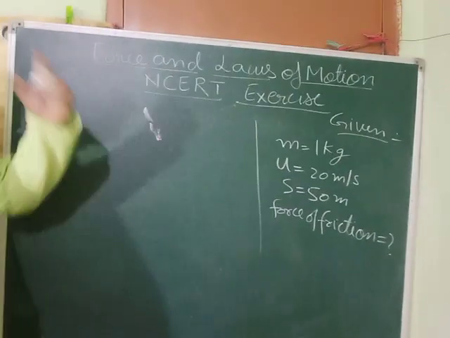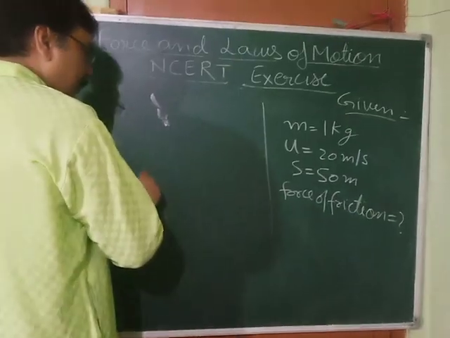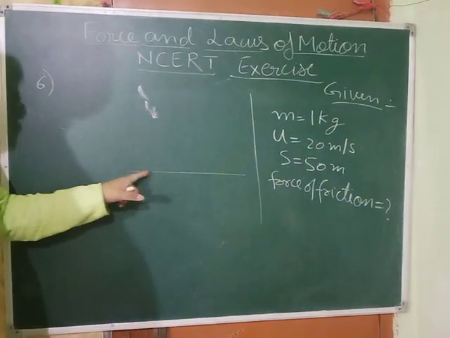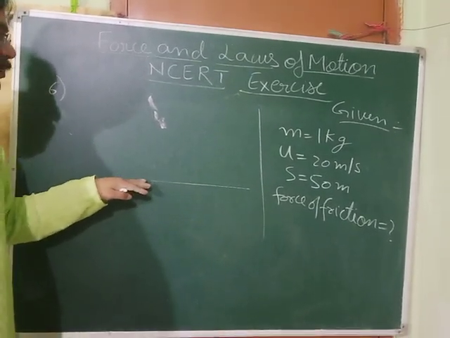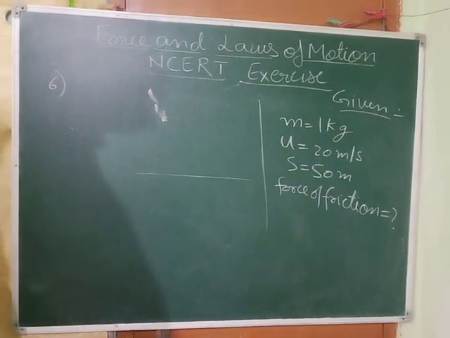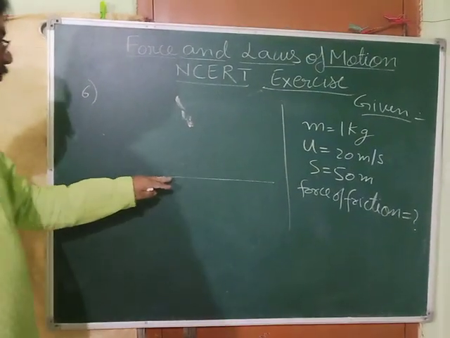Now this is question number 6. What is question number 6? Just see here. In the cold place, ice is frozen. You know, when ice is frozen, what will happen? It will behave like a solid surface, and ice is smoother than the soil. So this is a very smooth surface.